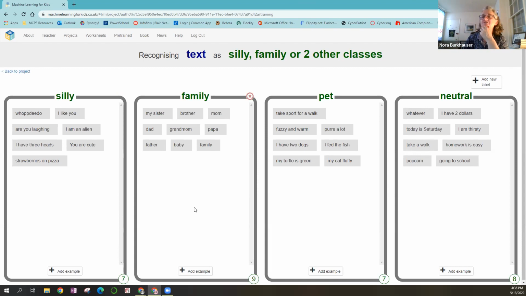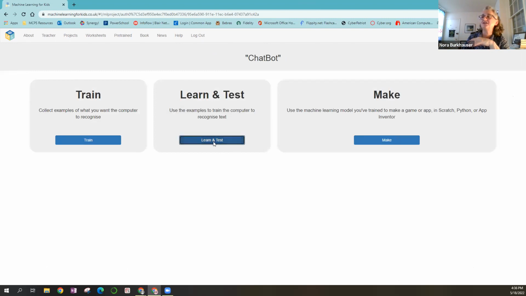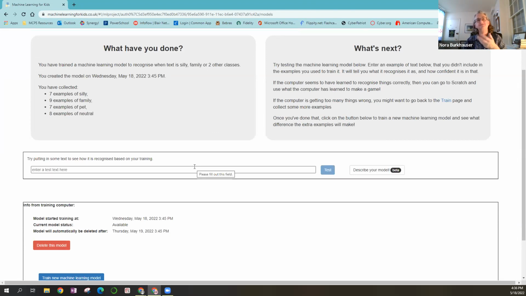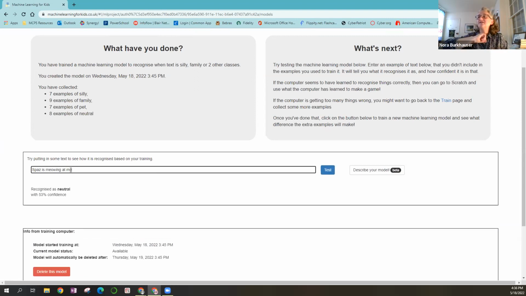After that task of putting in your labeled data, you go back to the project and it says learn and test. I already trained this, I already ran it, because sometimes it might take a couple of minutes, but this is already trained. So now I'm ready to test. I can type in some words here, and it's going to use its model and put a label on it to predict what I'm saying. So I want to say something like, Spaz is my cat. Spaz is meowing at me. And it says neutral. And it also has a confidence level.